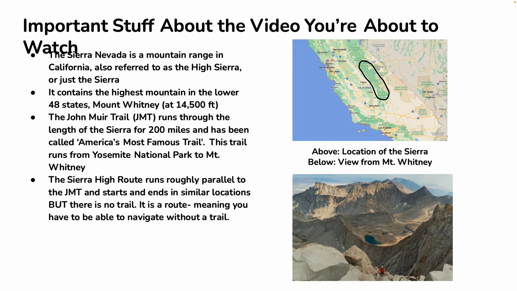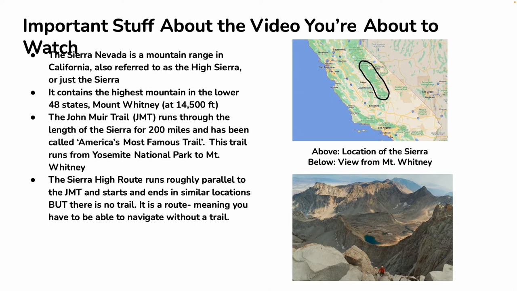So it's right in central California, and Yosemite is at the northern end of the Sierra there. Mount Whitney is the tallest mountain in the lower 48 states at 14,500 feet, and it is also located in the Sierra Nevada, and it is right down there at the southern end of the range.